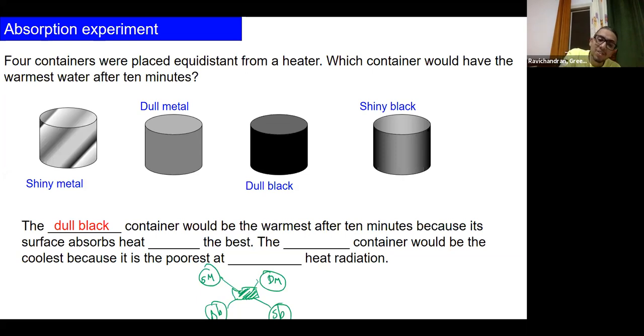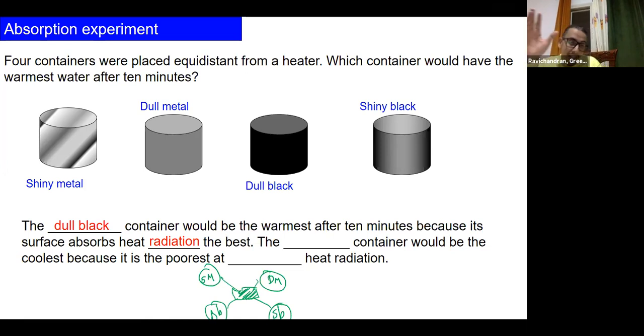Why? Because the surface absorbs heat. The surface absorbs heat; dull black is the best at absorbing radiation. What do I mean? For dull black, if the source of heat is inside, it emits everything, so it is the coolest one. But for absorbing heat from outside, it collects everything coming in. So this one absorbs energy, so the dull black is the warmest one.